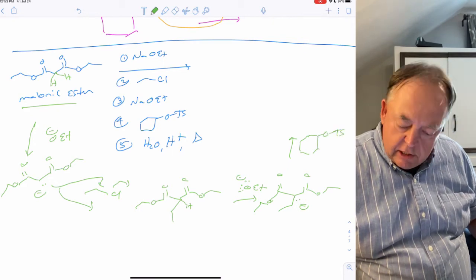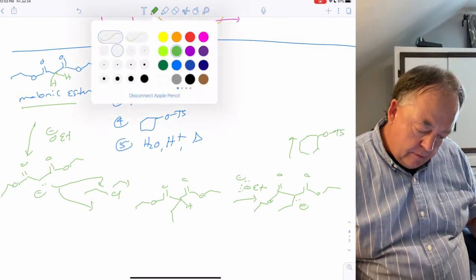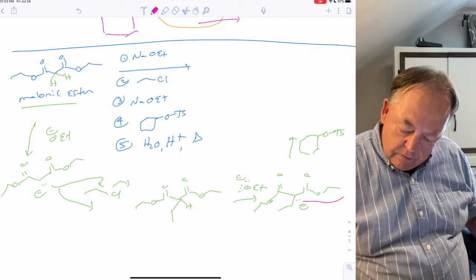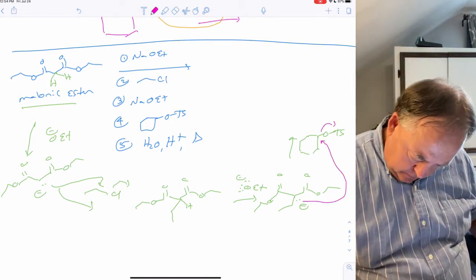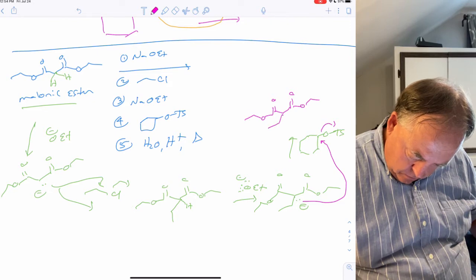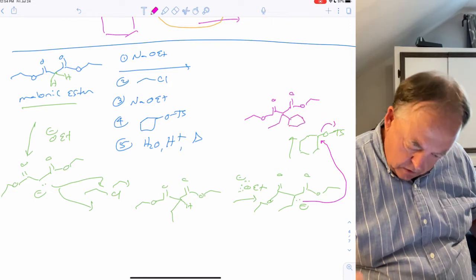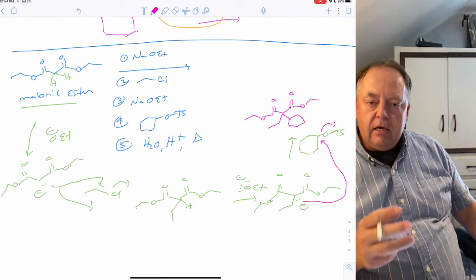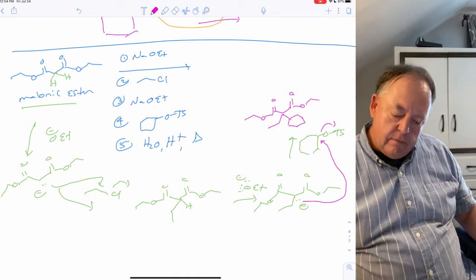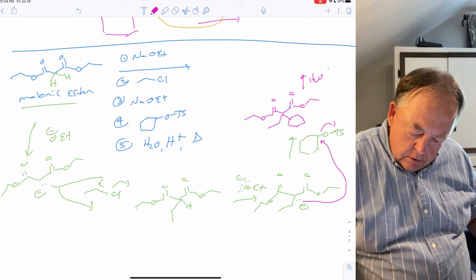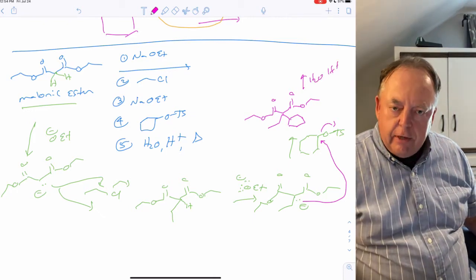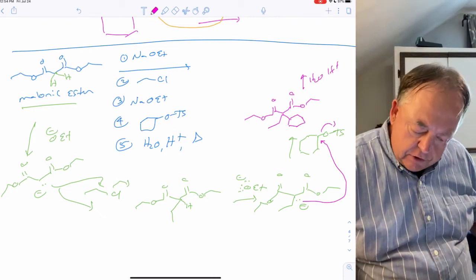In this case, I'm using the tosylate just to remind you that the tosylate is a good leaving group. So that could react there and kick this off. All right, so now you've done the dialkylation at the middle carbon. And then if you do the H2O, H+, the only difference here is you have 2 esters, so they would both hydrolyze to carboxylic acids.